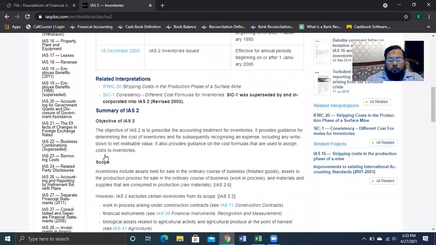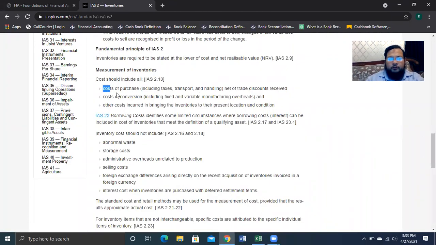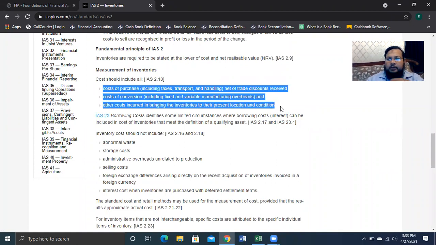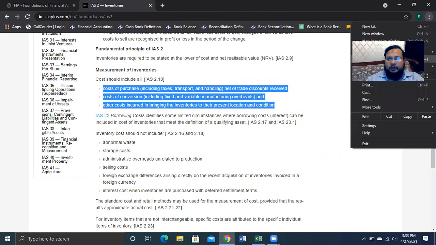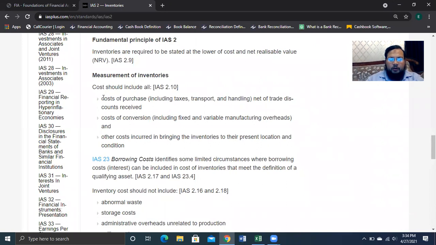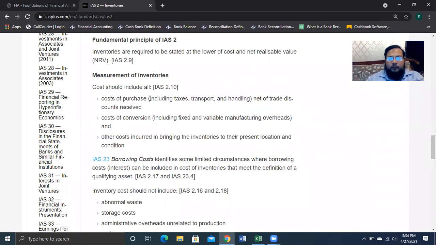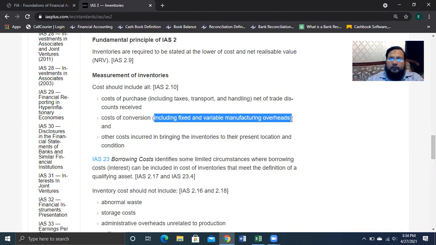So we have already gone through this concept of how we calculate the cost of the inventory. When we calculate the cost of the inventory, remember these three important variables. One is cost of purchase, another one is cost of conversion, and the last one is the other costs incurred in bringing the inventory to the present location and condition. When we calculate cost of purchase, we also include the taxes, transport and handling cost, and we subtract the trade discount. And when we consider cost of conversion, we will add the labor, overheads, variable, fixed, everything.